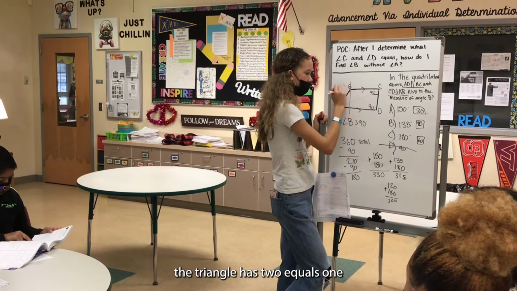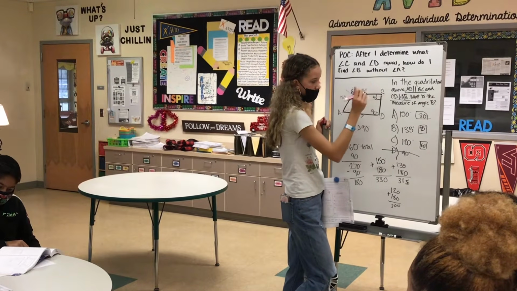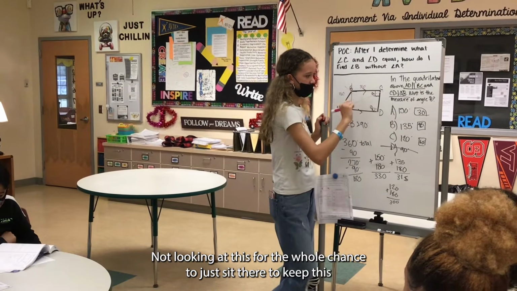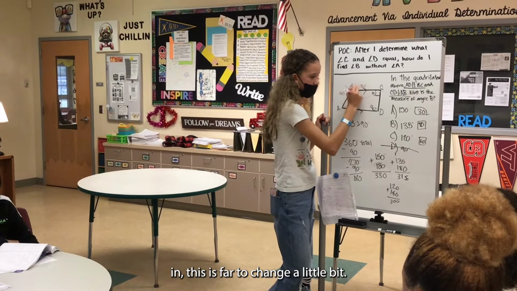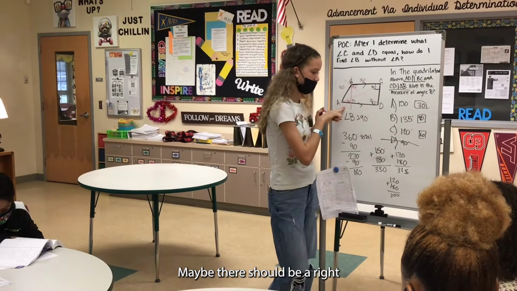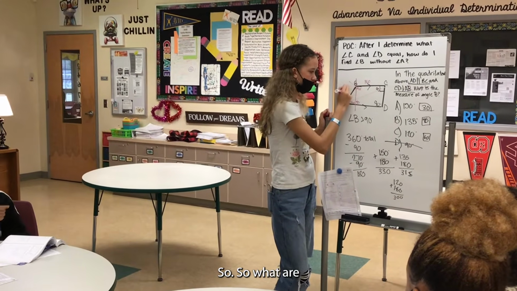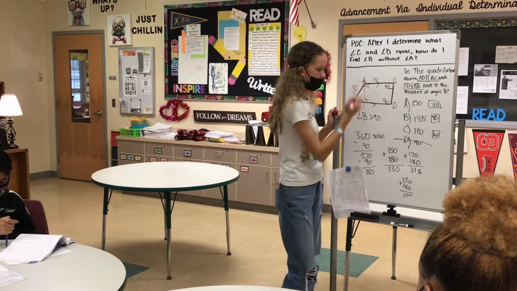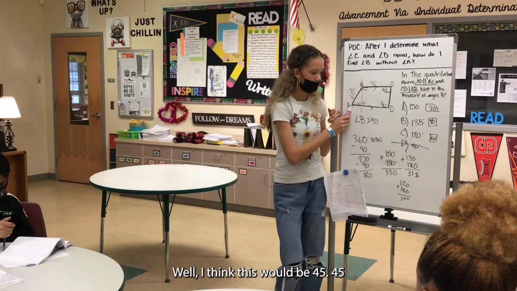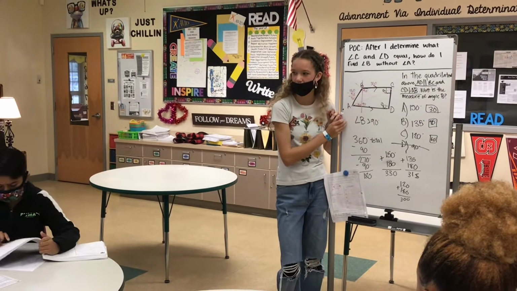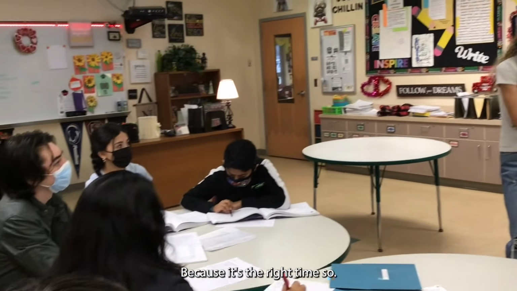So the triangle has to equal 180 degrees. This has to equal 360. Not looking at this for the whole trapezoid, just if we were to do this and this. And then this would be 90. This part of the triangle would be 90, which means this would be a right triangle. So would it be 30? I think this would be 45 and 45. Right? The two angles? Yes, because it's a right triangle.